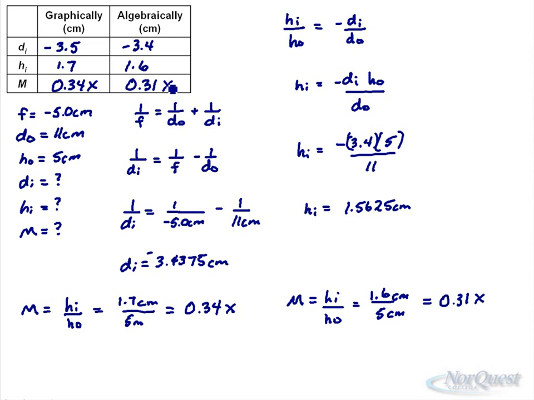Any image that's below the principal axis will have a negative height. Any image above the principal axis will have a positive height. Lots of things to remember, but if you do about 10 questions or so, it'll really help.